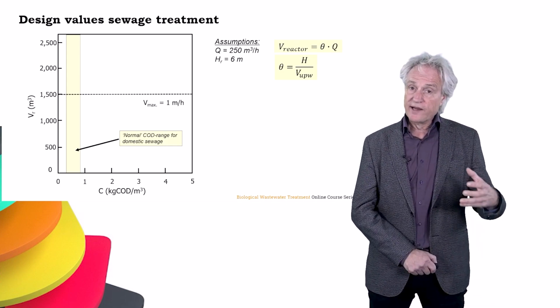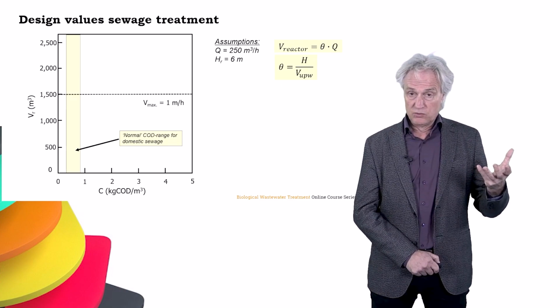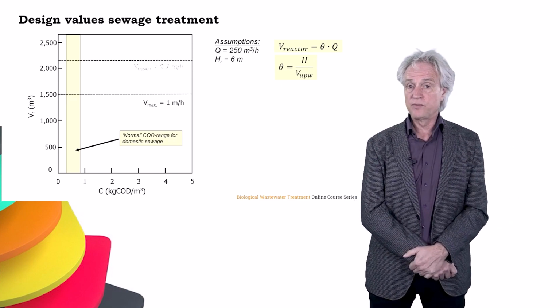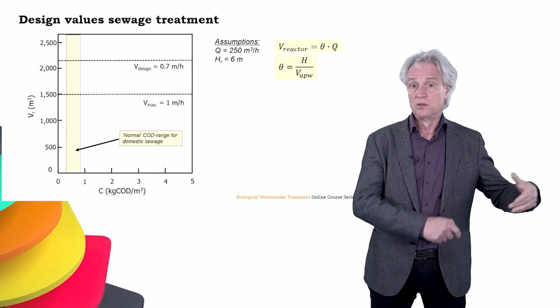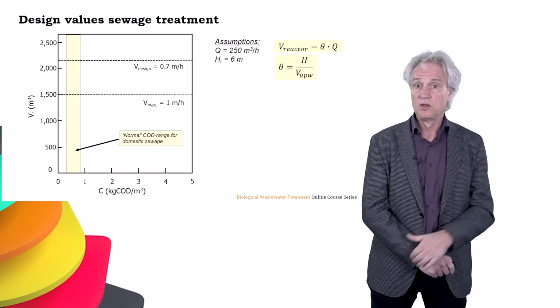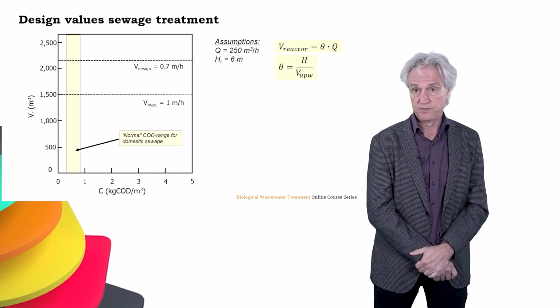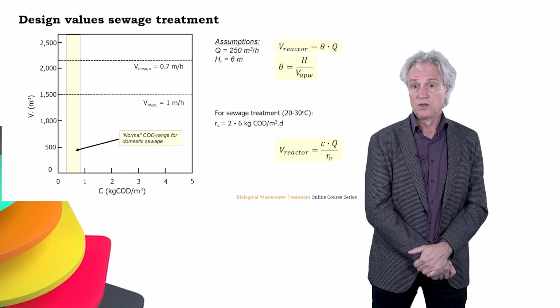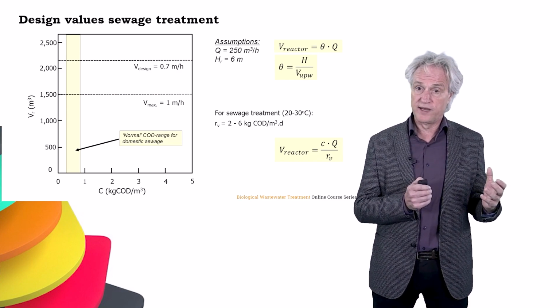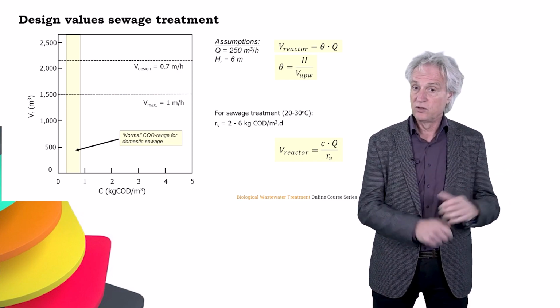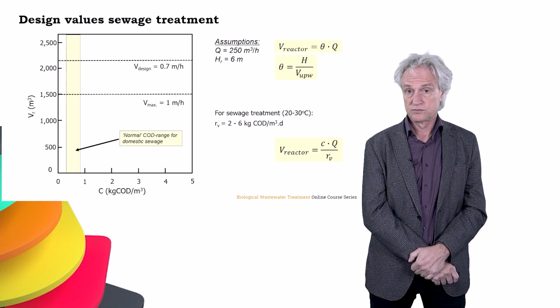Now we can decide on the maximum upflow velocity. We can take a maximum upflow velocity of 1 meter per hour, or we can take the maximum upflow velocity which is now the general common sense in Brazil, 0.7 meter per hour. Next, we can also calculate the volume of the reactor as a function of the concentration.